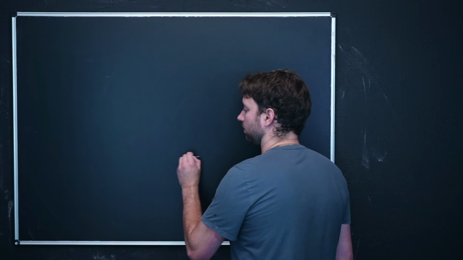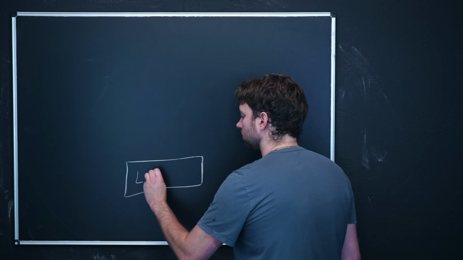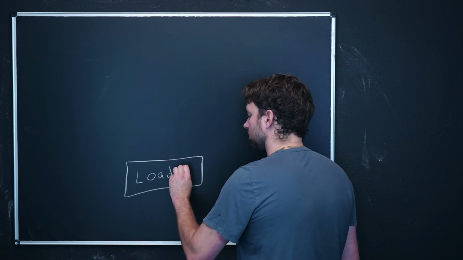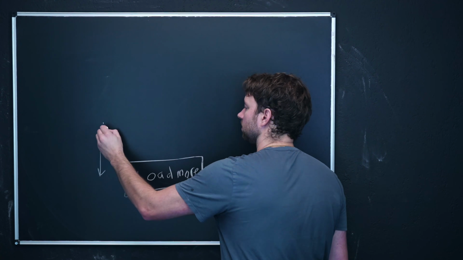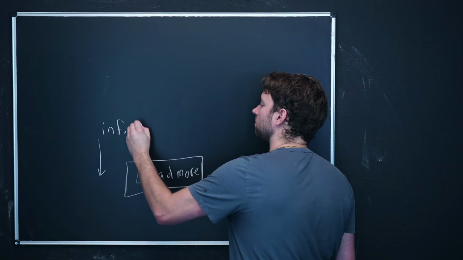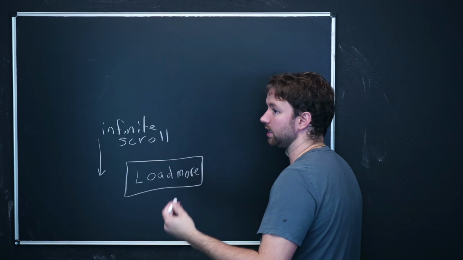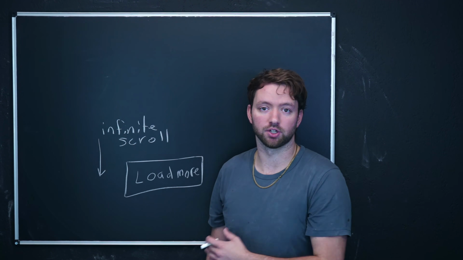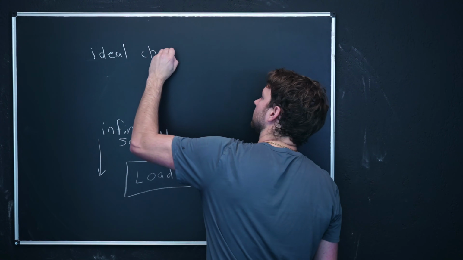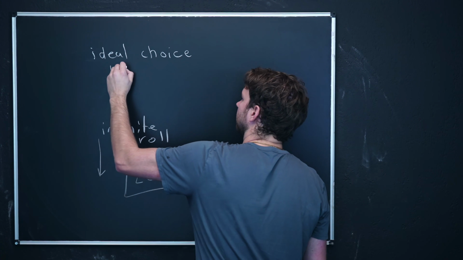So client side, the way you would use this is at the bottom of the page, you could have a load more, or you can have an infinite scroll, meaning once you go to the bottom, it will just automatically load the next page. This is the perfect way to consume a cursor-based paginated API. Now, one last thing to mention with the cursor-based approach is that it's the ideal choice for large data sets.